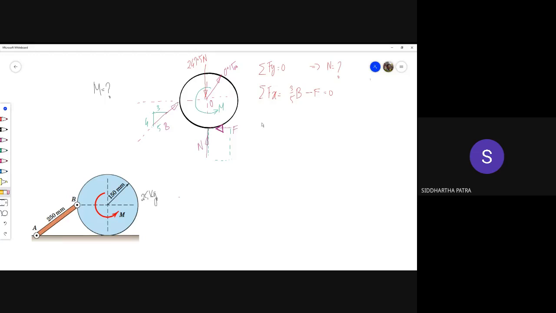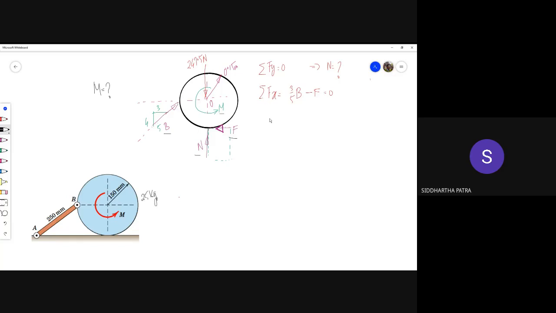Okay, Acha, you might have noticed that I'm not writing mu s times n in place of friction, which I could be, because it's definitely going to be the limiting friction, because the disk is about to have relative motion. Okay, because you see in this problem there are 4 unknowns: B, N, and F. There are 4 unknowns, right?